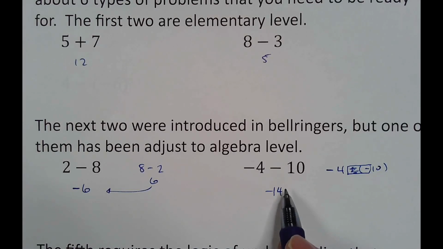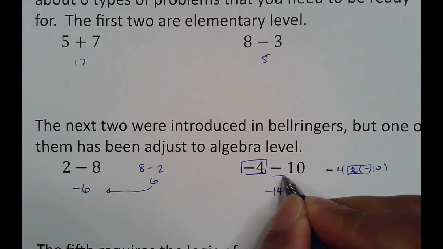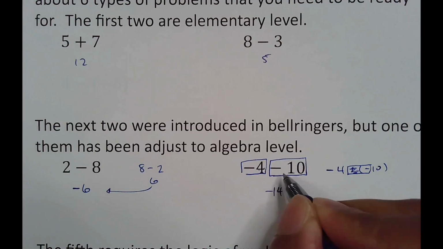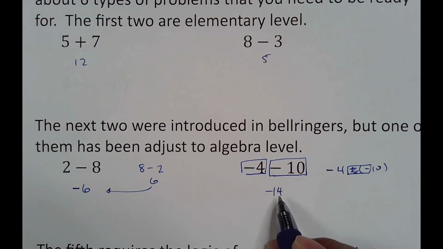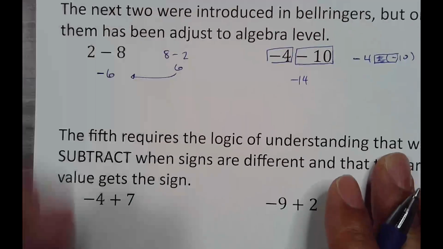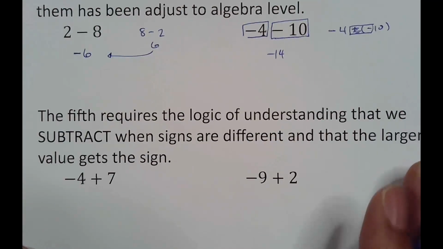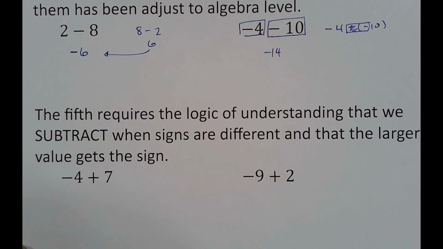So again, it will take practice. But if you just remember that this is a negative 4, the way we've been trying to help you see it, and this is a negative 10, when you take 4 steps backwards and 10 more steps backwards, you've now taken 14 steps backwards. The 5th one does require for you to understand the basic logic that when signs are different, we subtract, and that the larger number gets the sign.